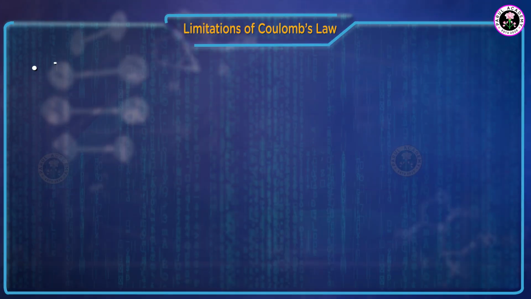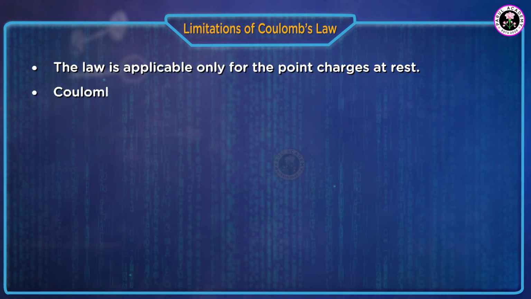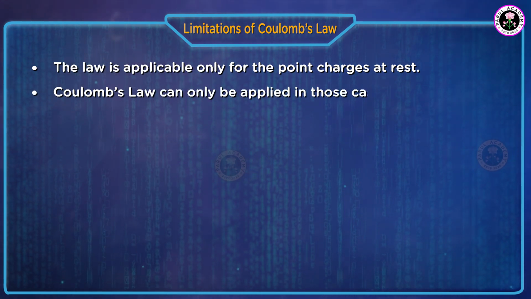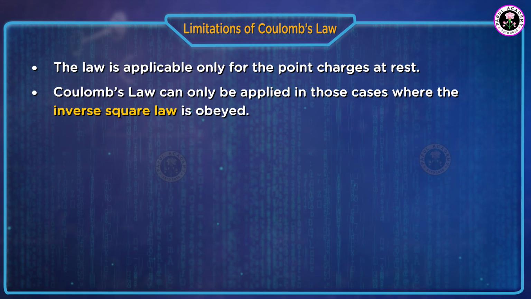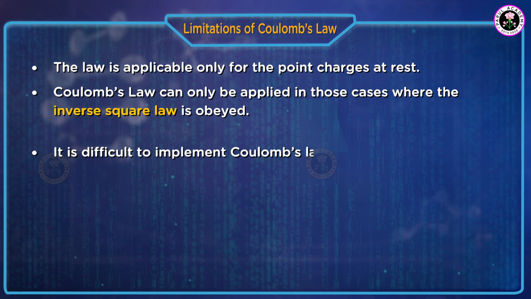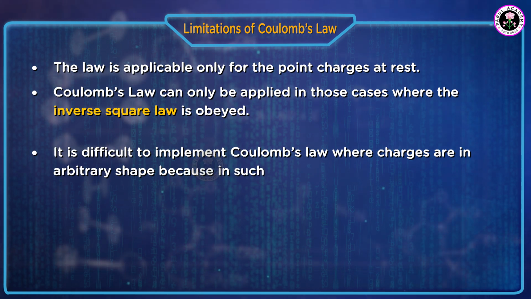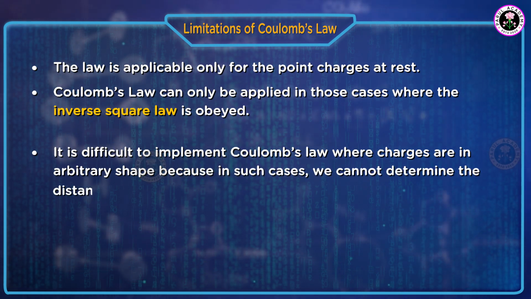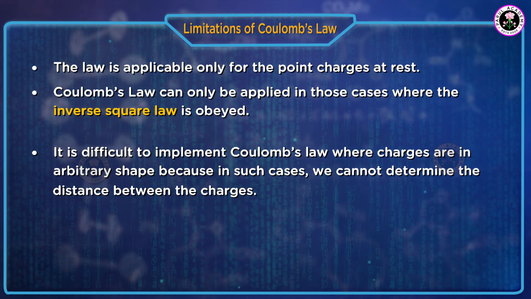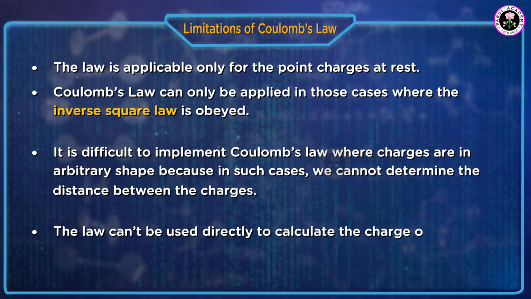Now we are going to discuss the limitations of Coulomb's law. Number one, the law is applicable only for point charges at rest. Number two, Coulomb's law can only be applied in those cases where the inverse square law is obeyed. Number three, it is difficult to implement Coulomb's law where charges are of arbitrary shape, because in such cases we cannot determine the distance between the charges. And the last one is, the law can't be used directly to calculate the charge on a big planet.